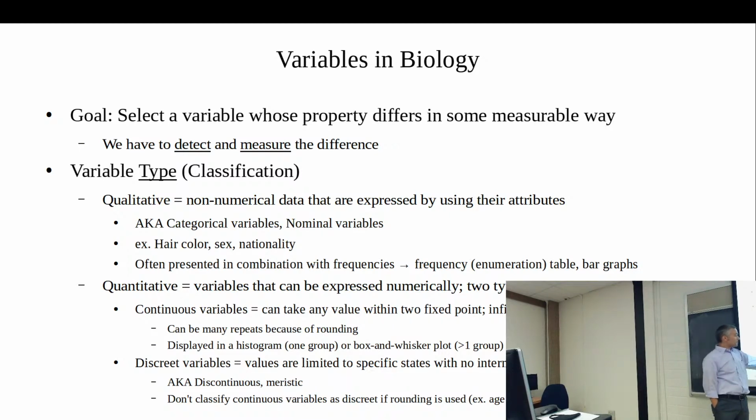These are also called discontinuous or meristic variables. You may encounter them. I'll probably just always call them discrete variables. Whereas with our qualitative variables, you'll hear me call them categorical and nominal interchangeably. Discrete variables, I almost always use discrete variables.